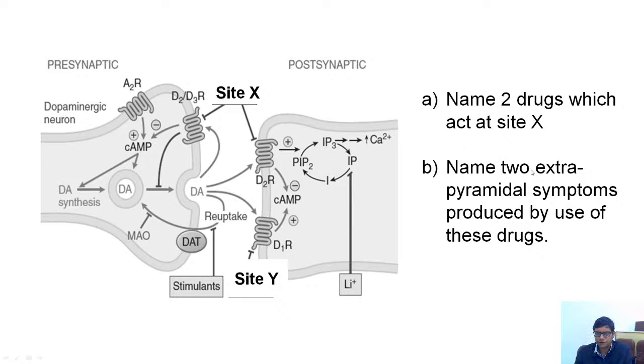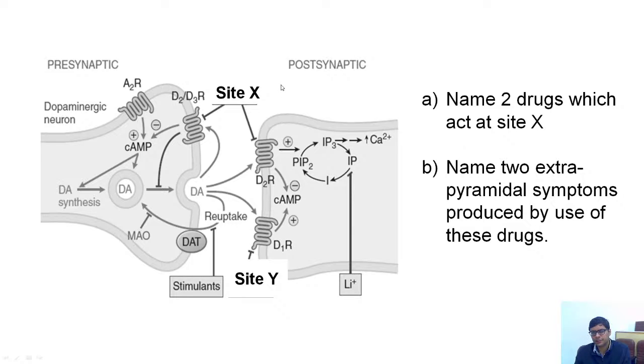So what is the question being asked? Name two drugs which act at site X. Site X is your dopamine 2 receptor. Okay, D2 subtype of dopamine receptor. So D2, you all know what are the D2 antagonists, dopamine D2 receptor antagonists.